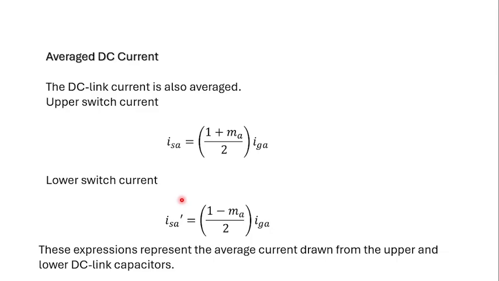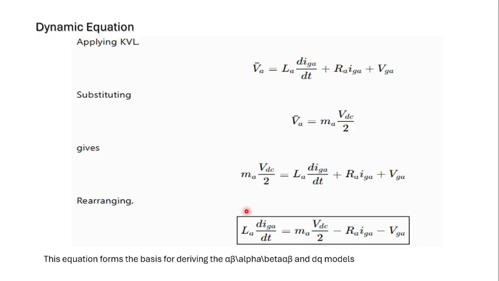Now the source current ISA: when the upper switch is on, it is IGA, and when the lower switch is on, it is zero. So that is 1 minus D into IGA. If you substitute D as 1 plus MA by 2, you get 1 minus MA by 2. So the dynamic equation is VA equals L dIGA by dt plus R IGA plus VG. VA is the inverter voltage and VG is the grid voltage, and the inverter voltage is considered as VA equal to MA VDC by 2. So if you substitute this here, then you will get this.